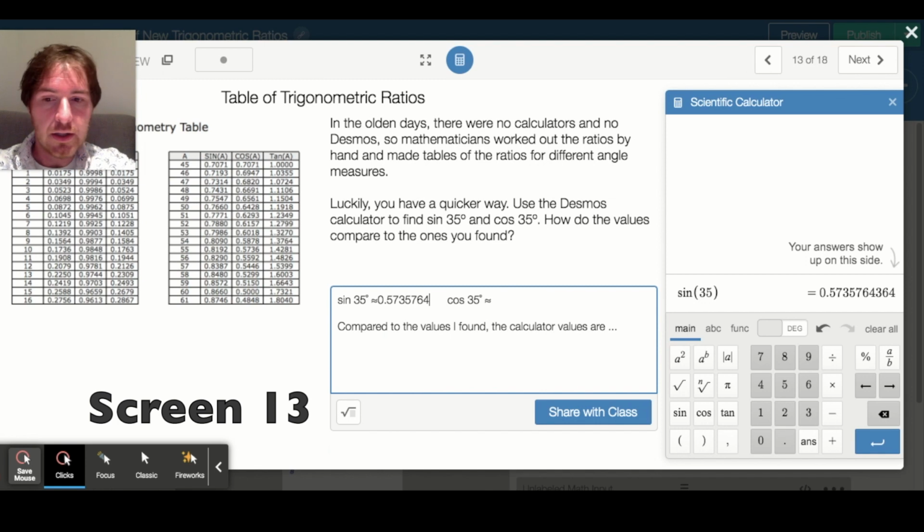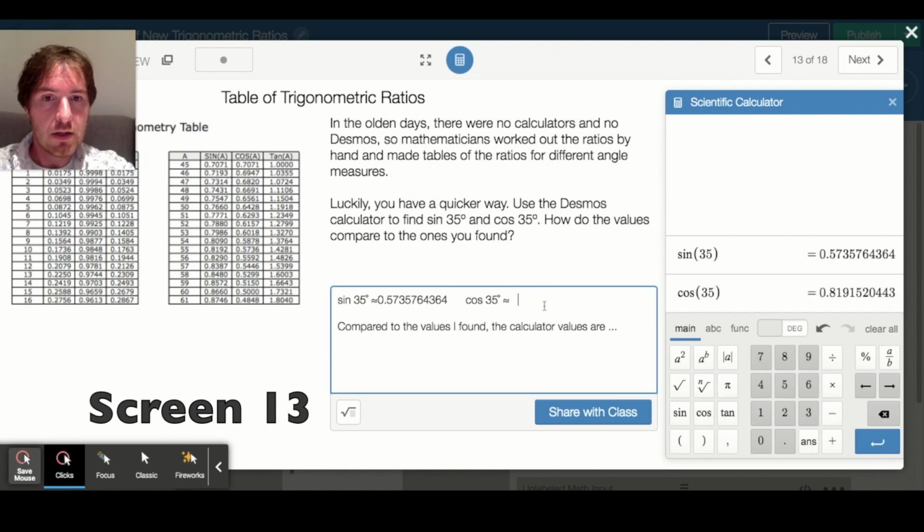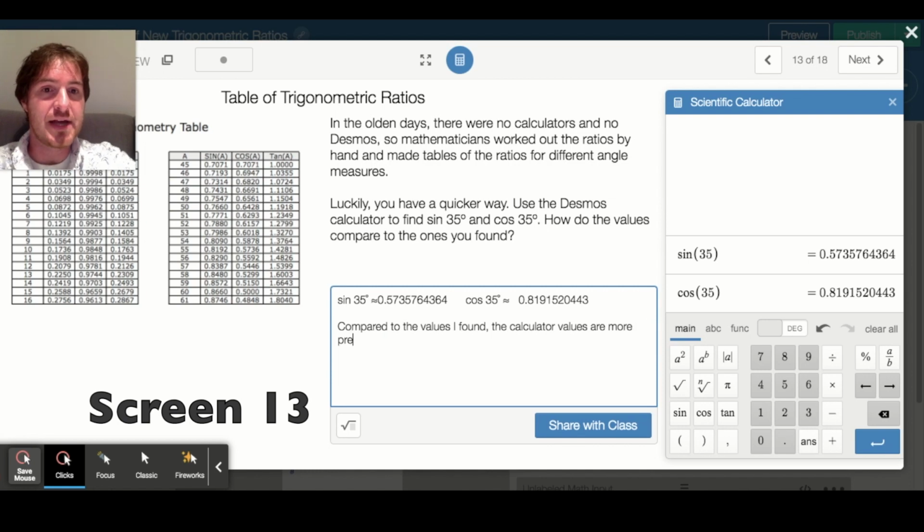5.764, 3.64. All right, let's get the cosine here. Do the next one here. Cosine 35 degrees. Okay, 0.81, 0.819, 152, 0.443. Okay, compared to the values I found, the calculated values I found are more precise, more digits, right?